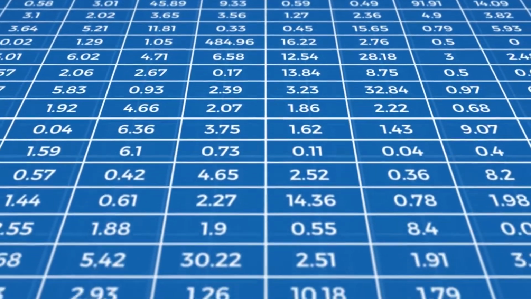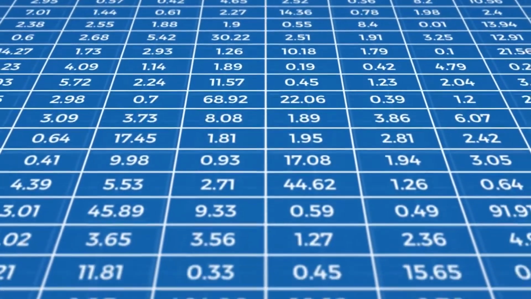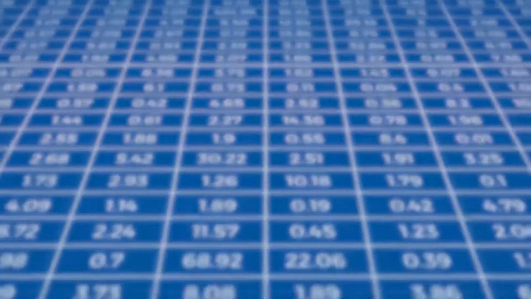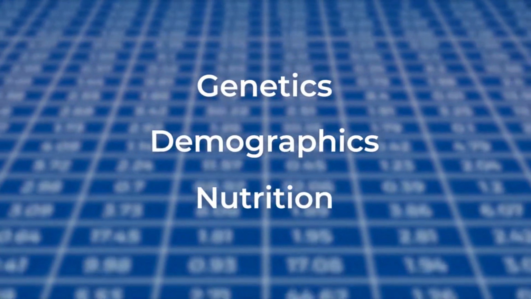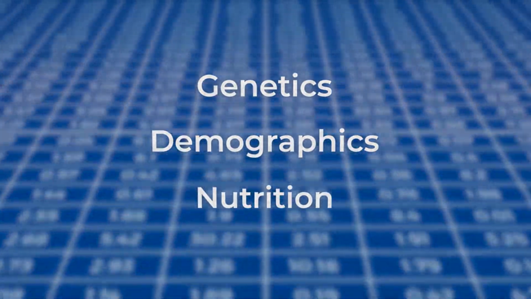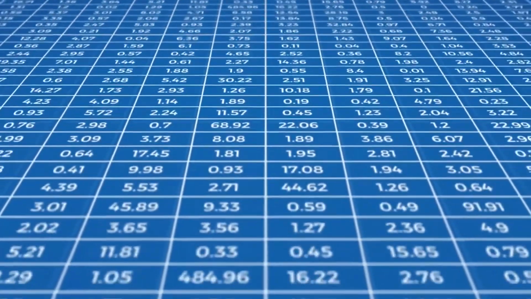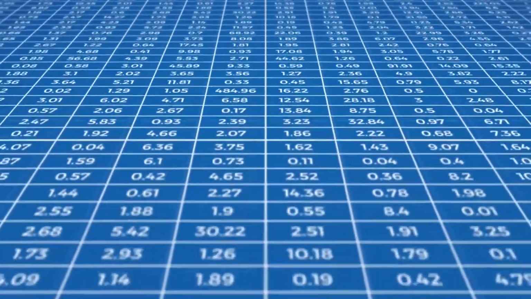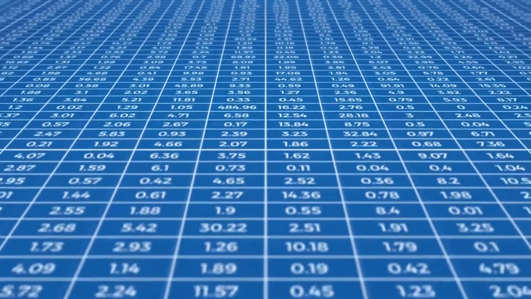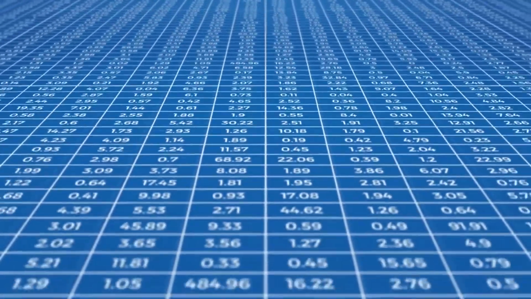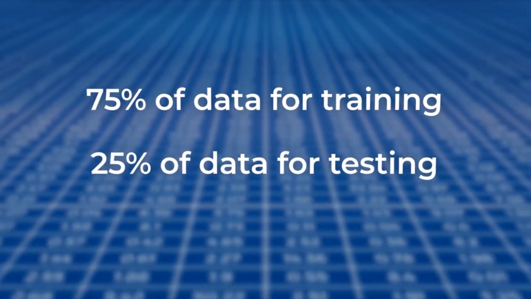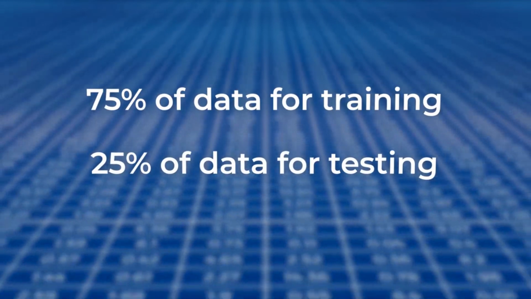What is the dataset? It contains a lot of information to analyze. The training dataset contains information about patients, genetics, demographics, nutrition, such as intake of vitamins, along with information about which patients developed cancer. This is the data that we need to train the neural network. With this data, we know which individuals did or did not have cancer. In this study, 75% of this data is used for training and around 25% to test how well the network is operating.